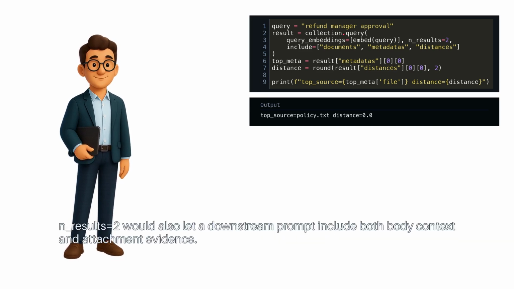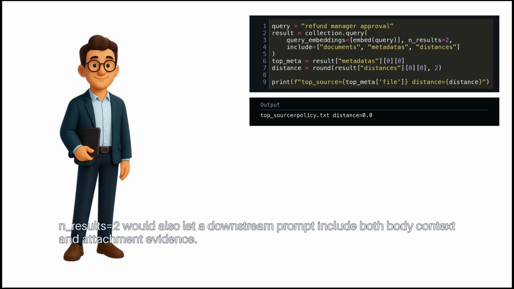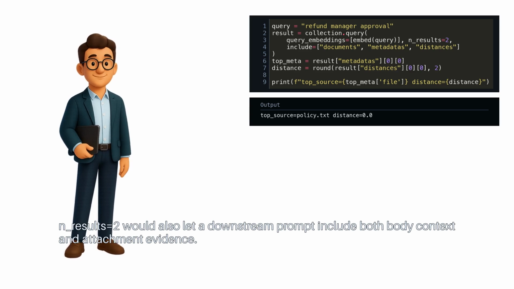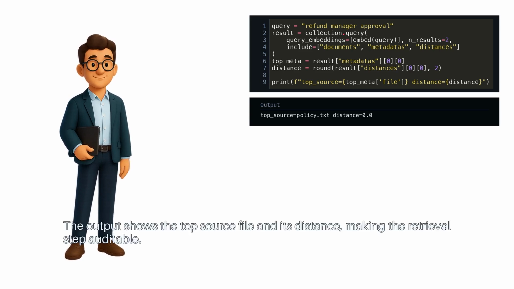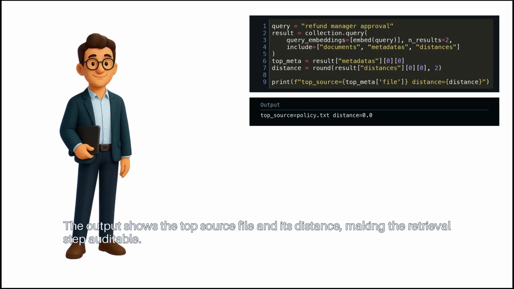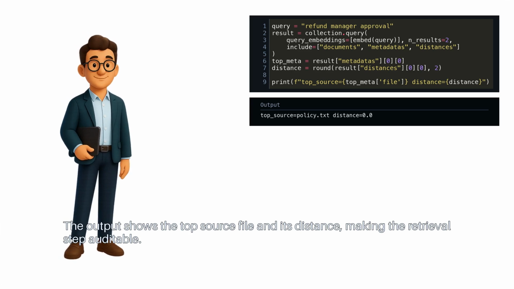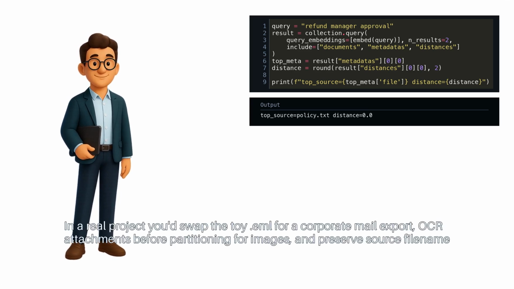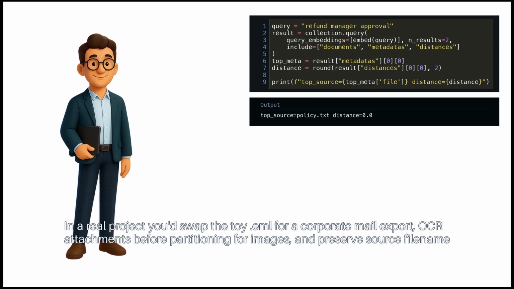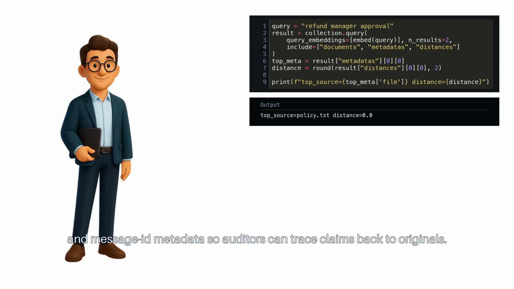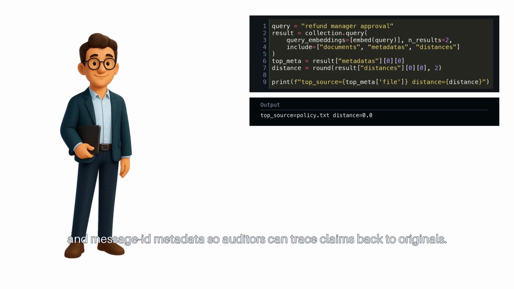n_results=2 would also let a downstream prompt include both body context and attachment evidence. The output shows the top source file and its distance, making the retrieval step auditable. In a real project, you'd swap the toy .eml for a corporate mail export, OCR attachments before partitioning for images, and preserve source file name and message ID metadata so auditors can trace claims back to originals.